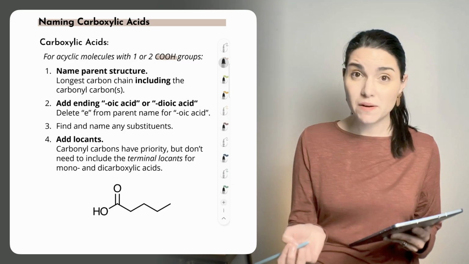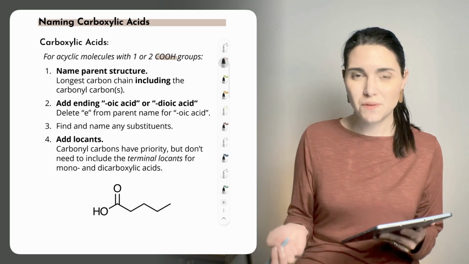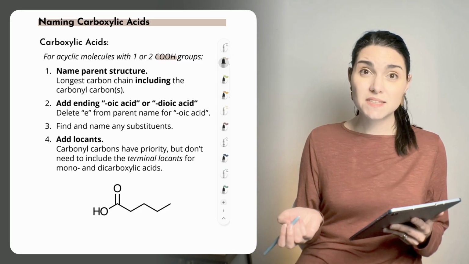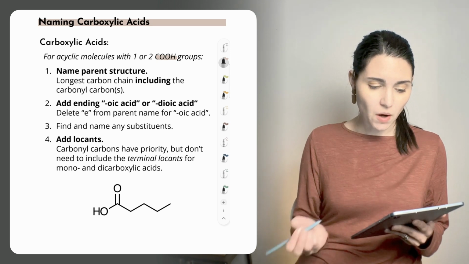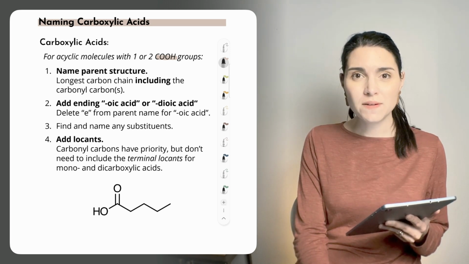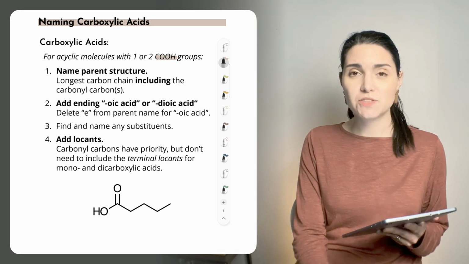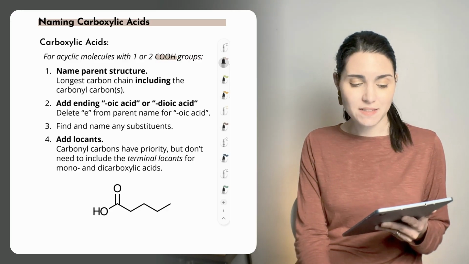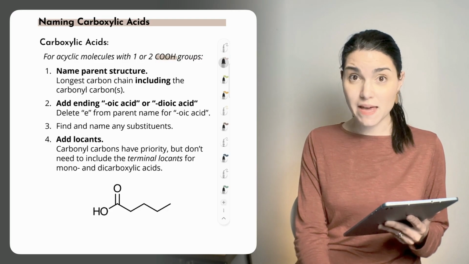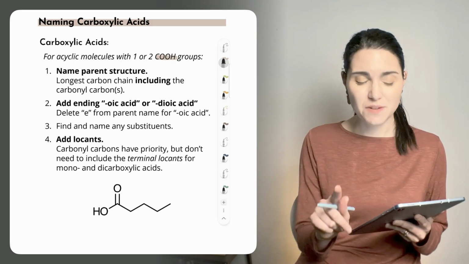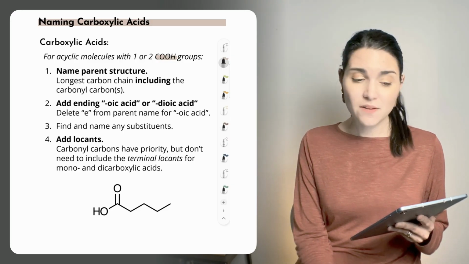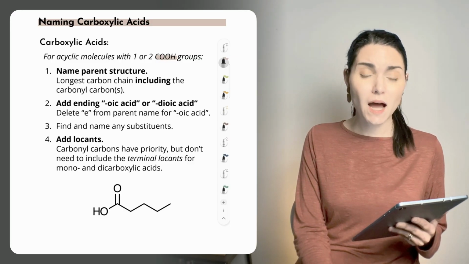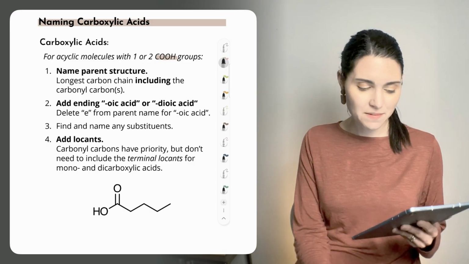You're going to name the parent structure, which of course, you should know this by now, is the longest carbon chain that includes the C double bond O, or the carbonyl carbon. If you just have one COOH functional group, you're going to drop that E from the parent structure name and add the ending oic acid. So that's OIC space acid. Remember, spaces are important. And then if you have two of the COOH groups, you leave the E on and you add dioic space acid.